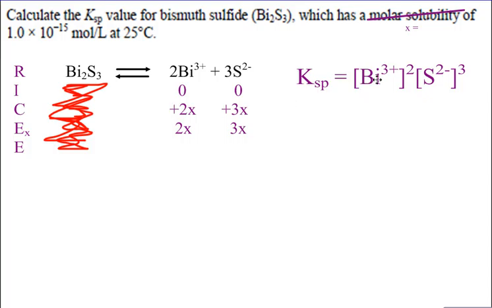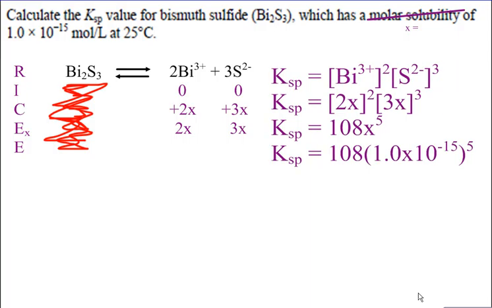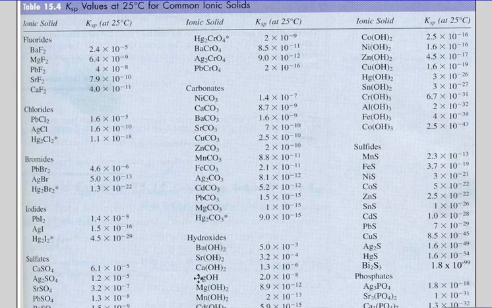Alright, we can express this in terms of x. So let's plug in x for these. And we can combine all of that into one large equation. And now comes the easy part. Simply plug in x. So this becomes 108 times 1 times 10 to the negative 15th to the 5th. We plug all that into our calculator, and this time we actually do get an answer, and we come out with 1.11 times 10 to the negative 73rd, which is the correct answer, but it's different than the value we have on our table.